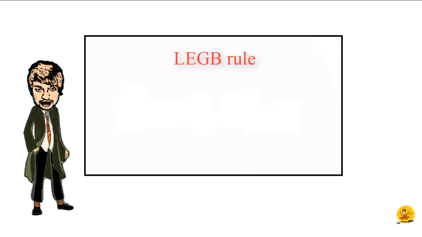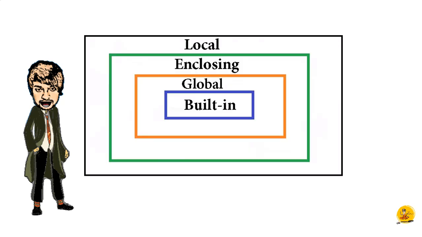Now let's see the LEGB rule. Python checks the variable first in the local scope, then the enclosing scope, then the global scope, and lastly in the built-in scope.